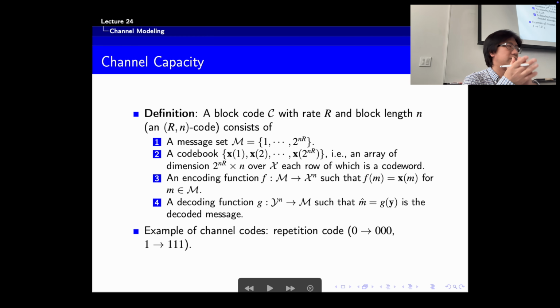We computed the error probability in class, and we showed that using the repetition code, we can achieve a way better error probability compared to without any channel code. So you can see that it's working, but the drawback is that instead of transmitting one symbol, we transmit 3 symbols. So we lose efficiency here.